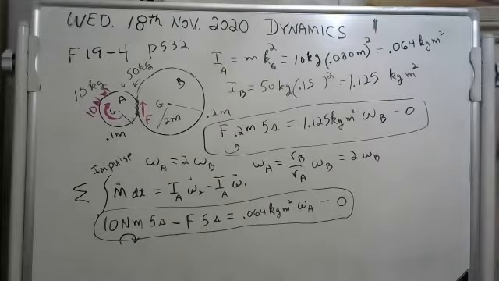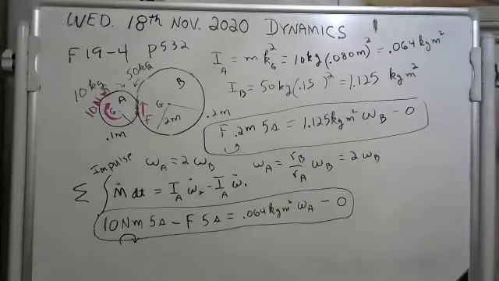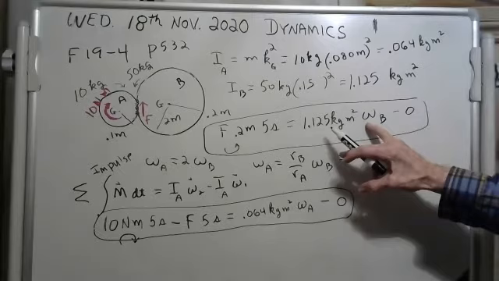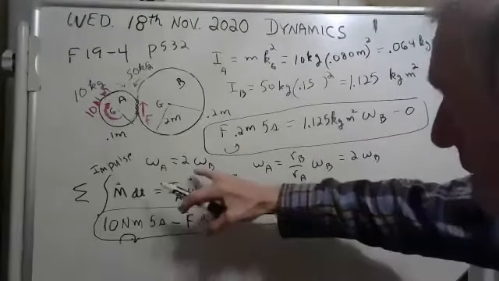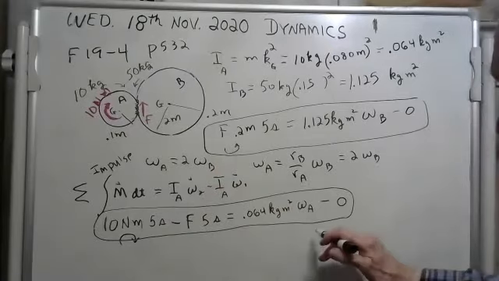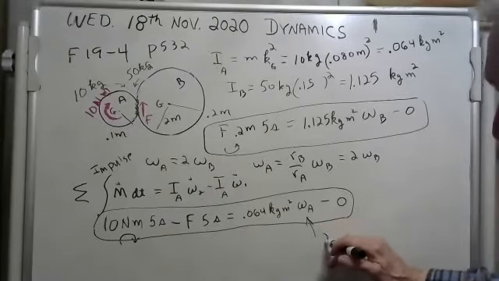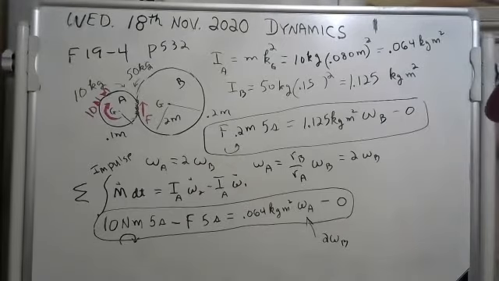Now we have 2 equations. Unfortunately, we have 3 unknowns. But see, we can write this omega A as 2 omega B. Why don't we do that? Stick 2 omega B in there. And now we have 2 equations and 2 unknowns.